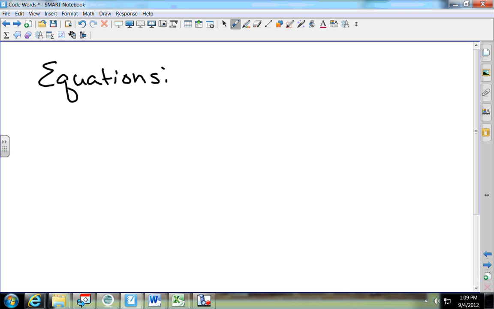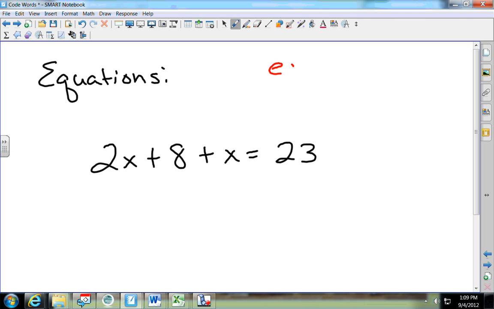Now remember that in equations, here was an example. 2x plus 8 plus x equals, I'm trying to do the math in my head, 23. Okay? This was an equation, right? And what is in the word equation that you see is in the symbols right here? Yeah, an equal sign, right? So when it has an equal sign in it, it's an equation.